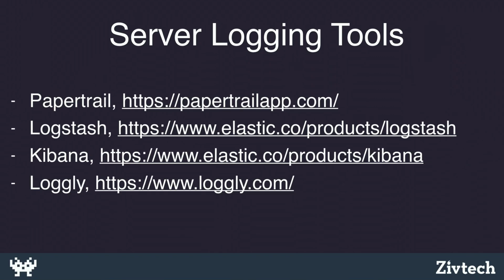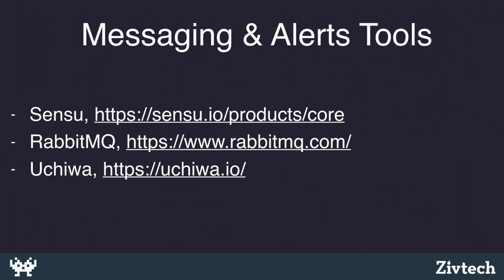Loggly is another paid service. It has similar features to Kibana, where you can aggregate and visualize your log data from multiple sources. The messaging and alerts tools are important. Most of these are high availability messaging frameworks that are essentially sending messages from your logs quickly and with very low resource usage to some centralized location. We have Sensu, RabbitMQ, and Uchiwa. These all can work kind of interchangeably and talk to each other to send logs wherever you need to.